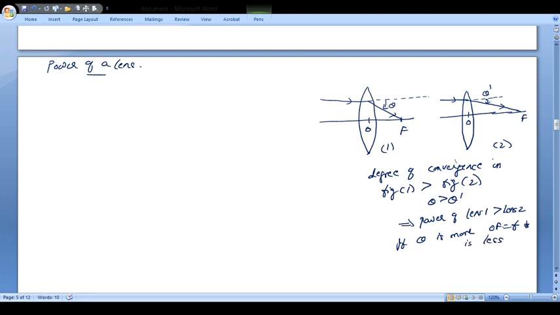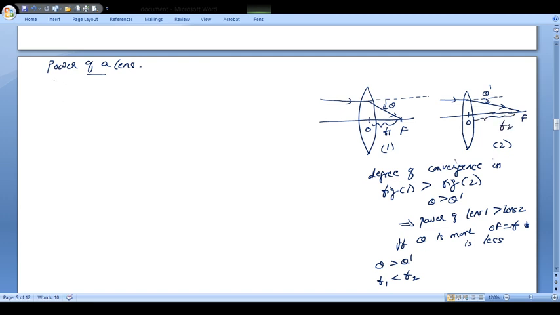यानी कि जिस लेंस का एंगल या पावर ज़्यादा होगा उसका फोकल लेंथ कम होगा. And theta dash is more, so you find that theta is greater than theta dash, or you can say focal length of 1 is less than focal length of 2. Say this is f1 and say this is f2.